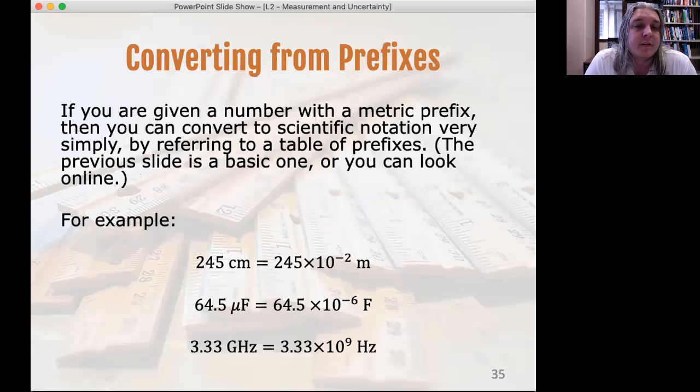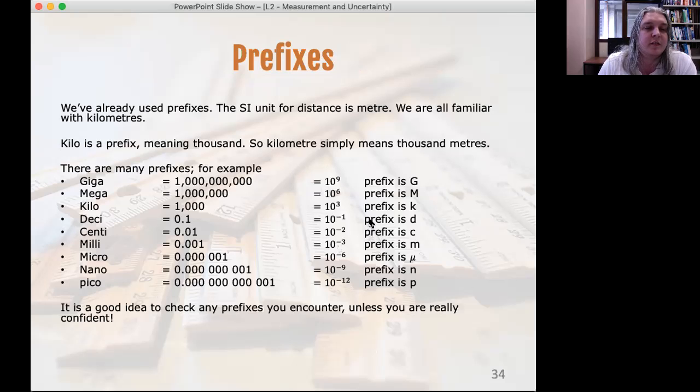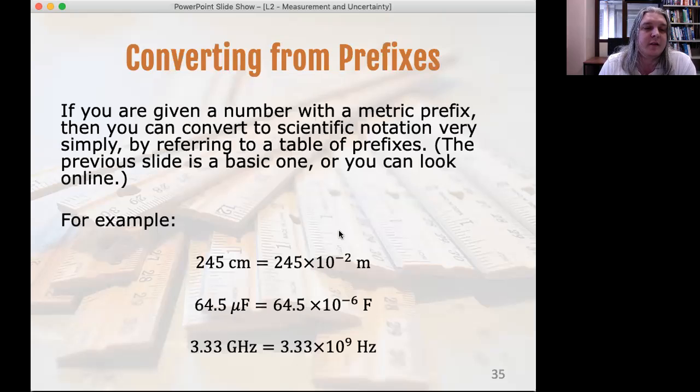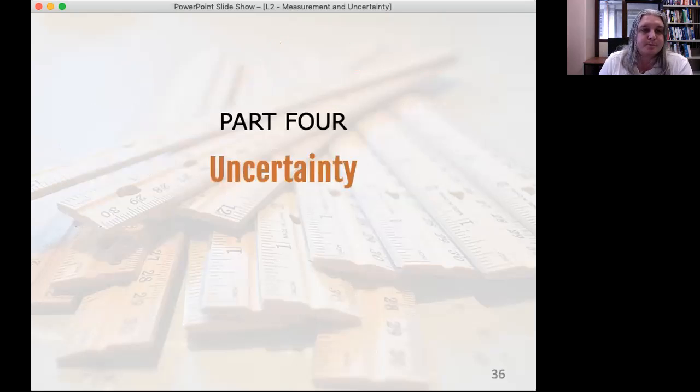Converting from prefixes is very easy. We just take the prefix letter and replace it with the scientific notation for that value. So centimeters, we saw centi was 10 to the negative 2, so we replace C with times 10 to the negative 2. Micro, we replace with times 10 to the negative 6, and giga, G, we replace with times 10 to the positive 9. That's all you have to do to convert from.